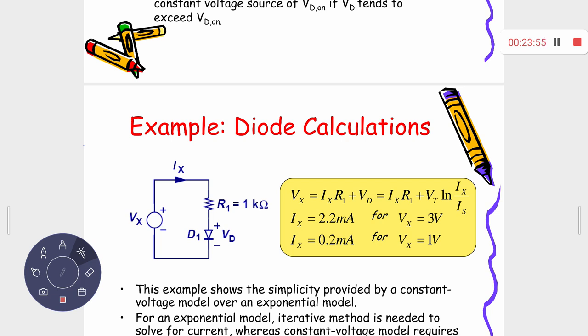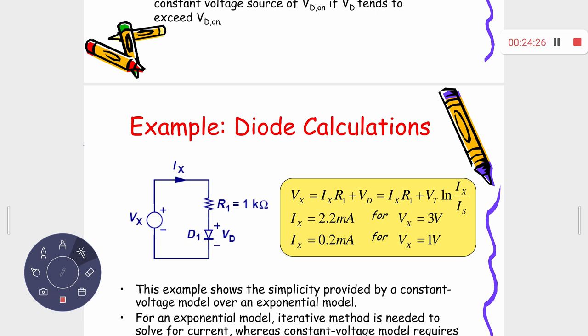Now if you want to solve for the current, here if you see the right hand side, you have Ix R1 plus some logarithmic expression. It's not that easy to calculate. Here you have Ix times R1 plus you have some Vt into ln Ix by Is. That particular equation is generated from your generic model, Id is equal to Is e to the power Vd upon Vt minus 1.